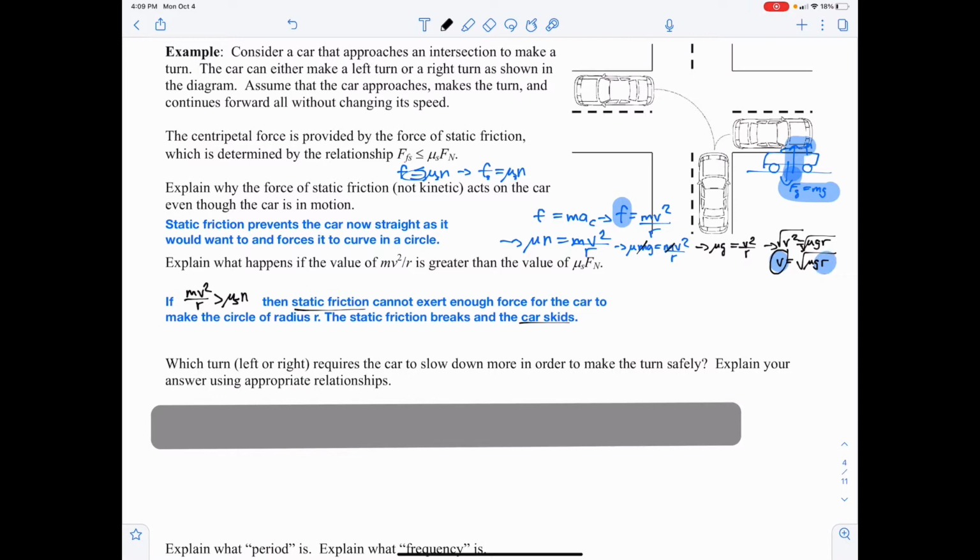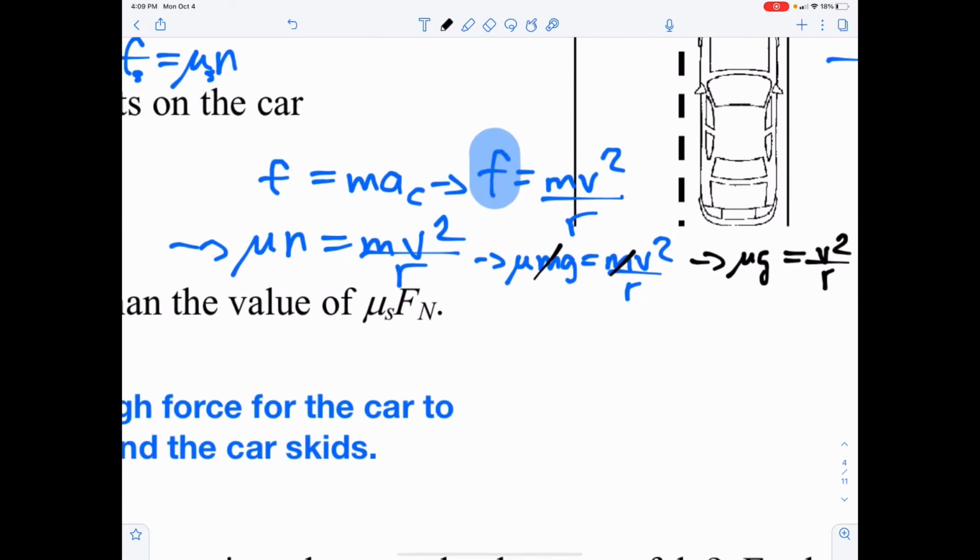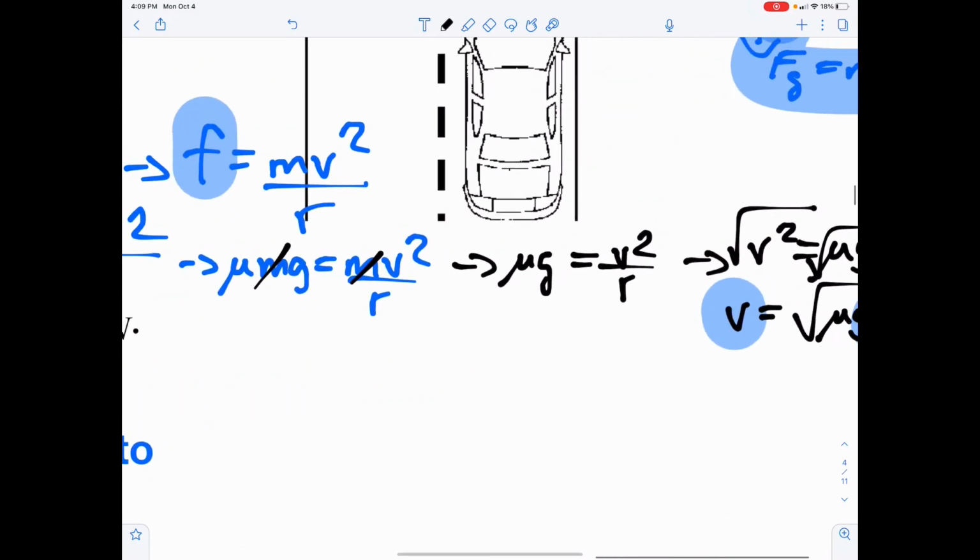And we can look at it from this point of view too. If you look at this particular equation here, v squared over r has to remain the same. So if I have a large circle, I can go faster in that large circle to maintain the same friction force. Similarly, if I have a very small circle, I have to navigate it much more slowly to keep that same friction force.